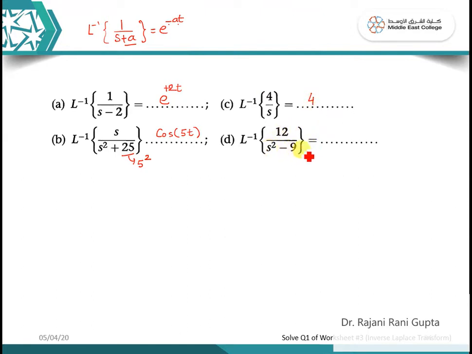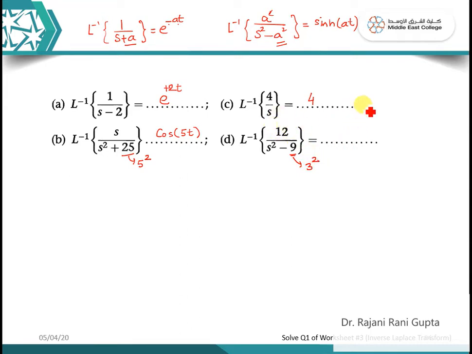12 over s square minus 9. So we know the rule that Laplace inverse of a over s square minus a square is sinh at, right? Now, what is the requirement? If it is a, you should have a in the numerator. So what is here? We have 9. So 9 we can write as 3 power 2.